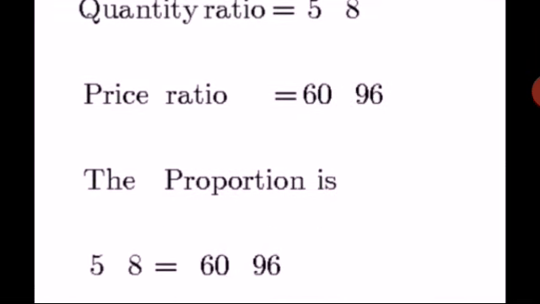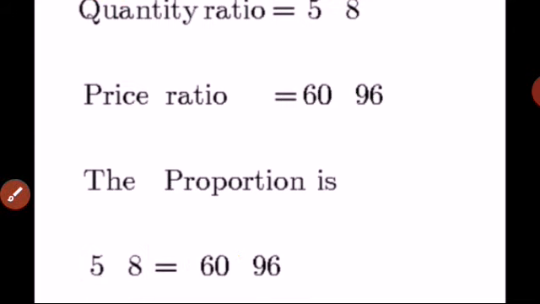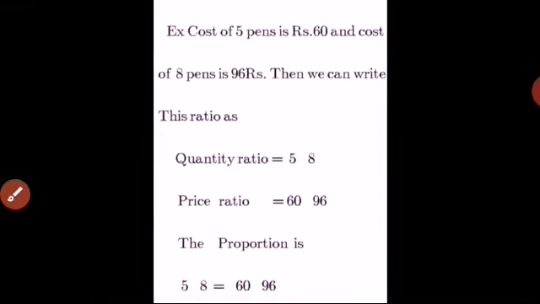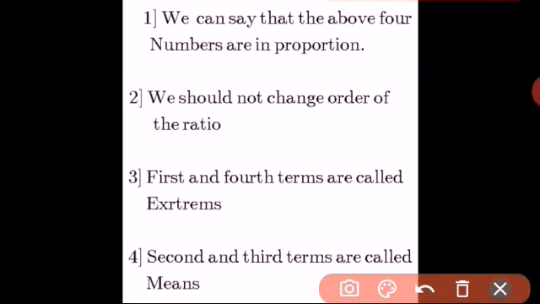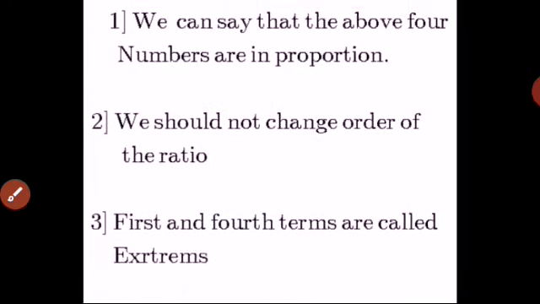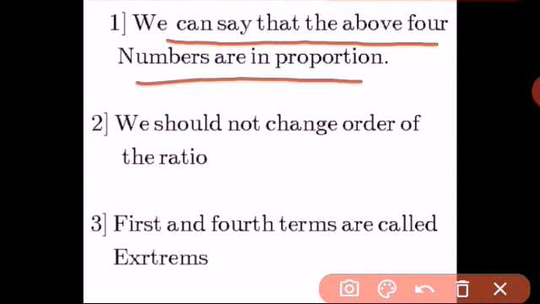What is the proportion there? We can say 5 is to 8 equal to 60 is to 96. This is the proportion. If this fraction is equal to this fraction, that is the concept here. So this is the proportion. We can say that the above four numbers are in proportion.